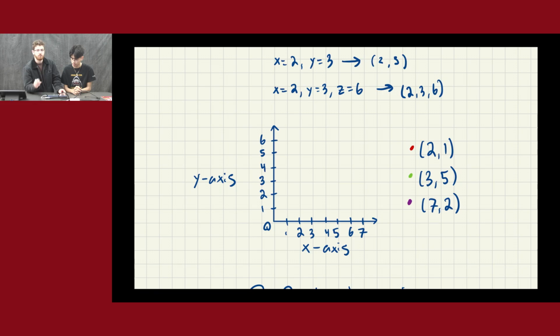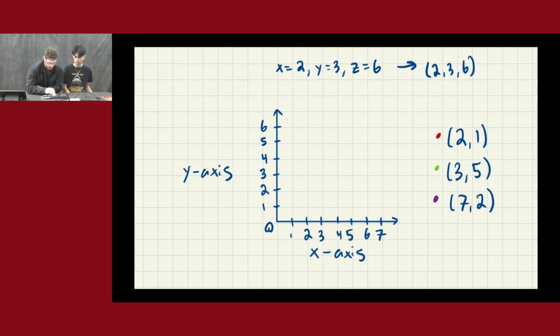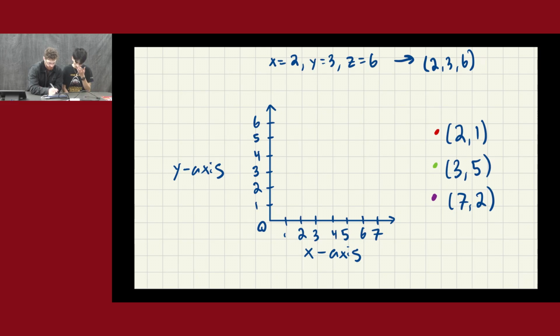Okay. So same thing as before. At home, pause the video, draw out an axis, and this time you're finding these 3 ordered pairs on that sheet that you have. So 2, 1 is going to be right here. 3, 5 is up here. And then 7, 2 is way out over here.